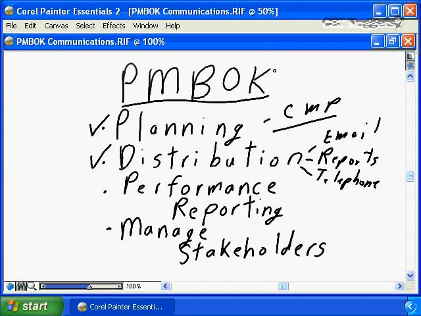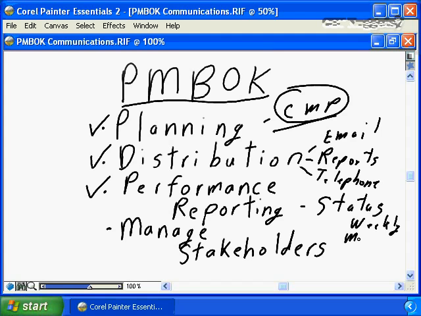A key component of what you need to communicate on a project is the performance reporting information. In other words, status. You, as a project manager, need to ensure that you're producing status reports in a timely manner. Often you will need to produce weekly status reports to project sponsors and project team members, and you may need to produce monthly status reports to senior executives and members of your steering committee.